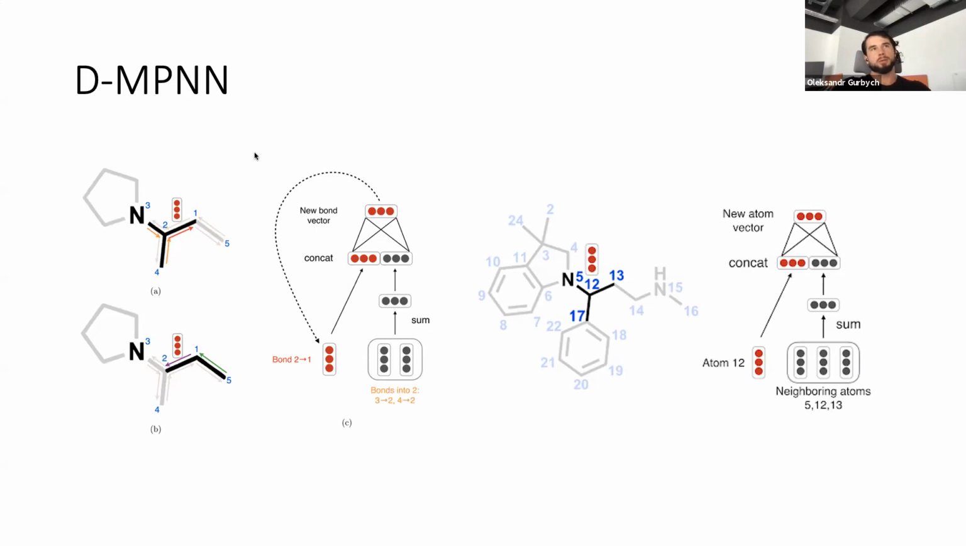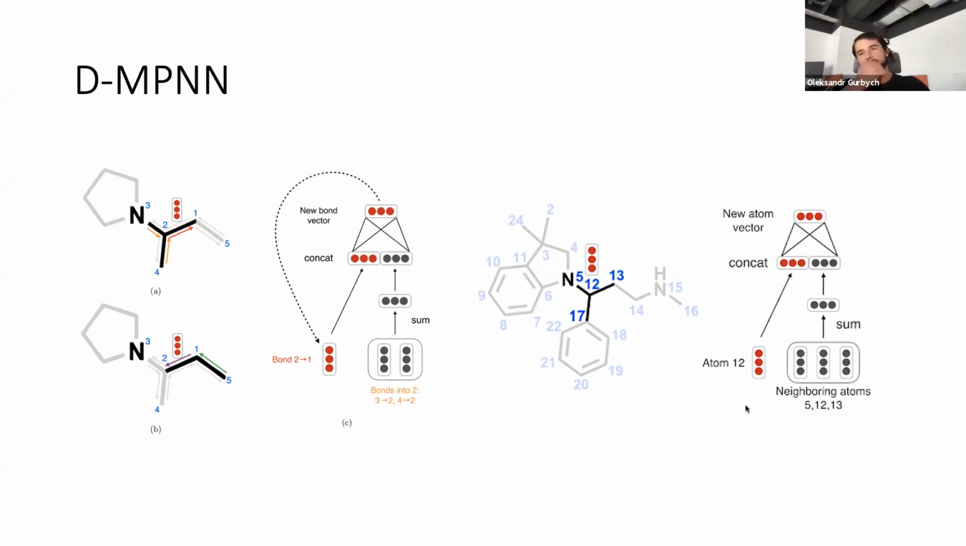It is about bonds. What about atoms? The second entity of chemical molecules are atoms. And atoms are treated as nodes in the graph, compared to bonds as edges. And there is a similar, not the same, set of atom-specific features.